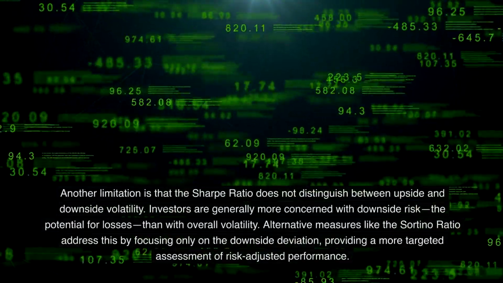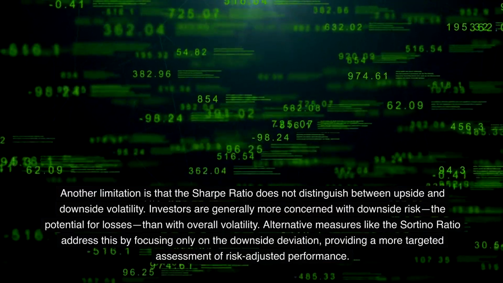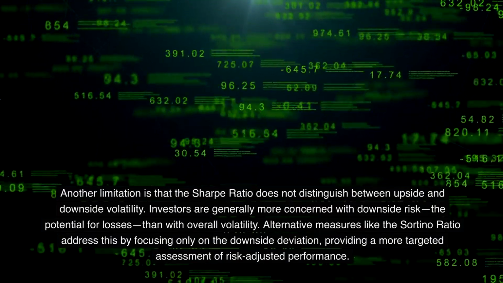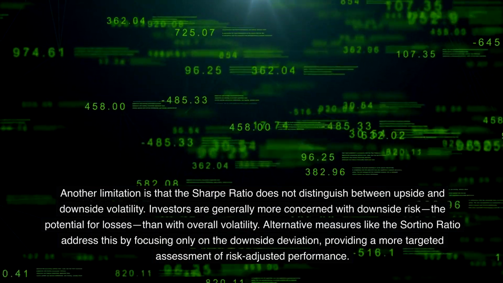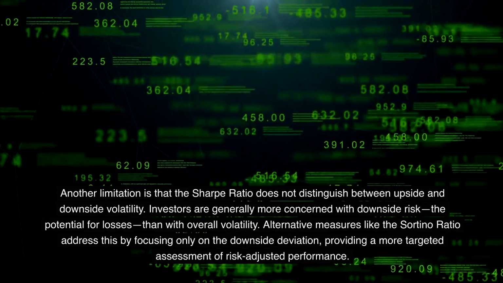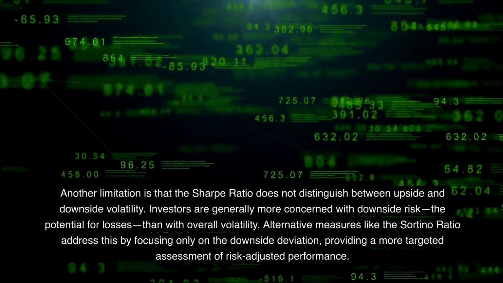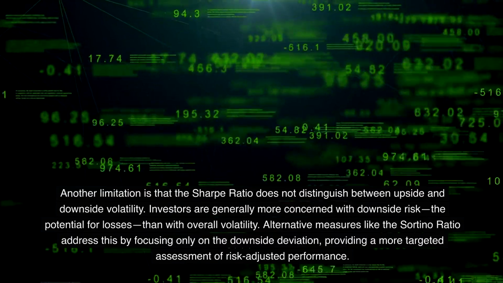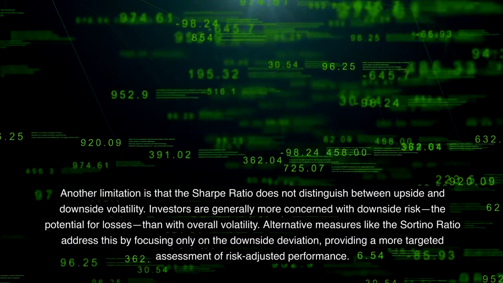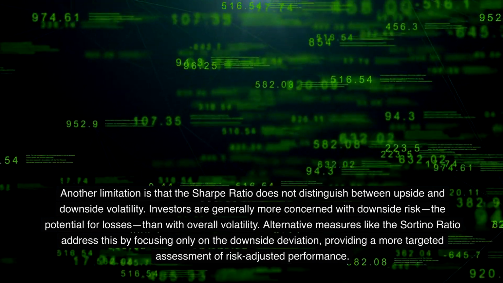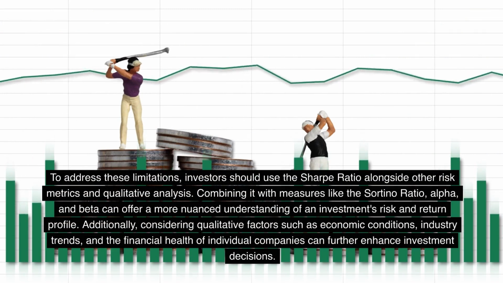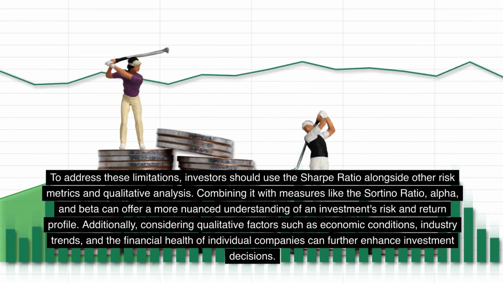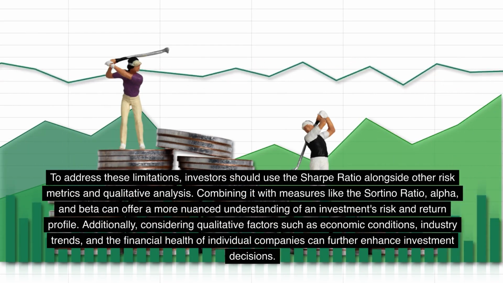Another limitation is that the Sharpe ratio does not distinguish between upside and downside volatility. Investors are generally more concerned with downside risk, the potential for losses, than with overall volatility. Alternative measures like the Sortino ratio address this by focusing only on the downside deviation, providing a more targeted assessment of risk-adjusted performance.